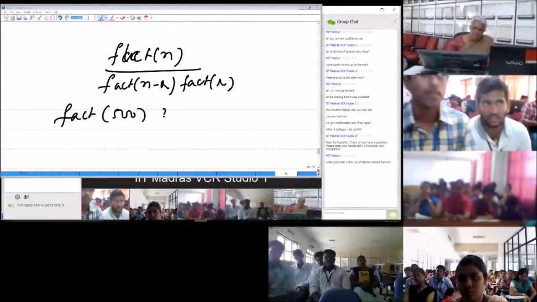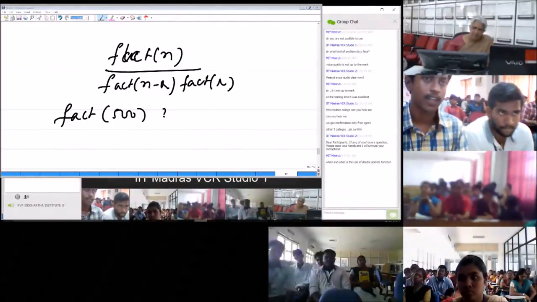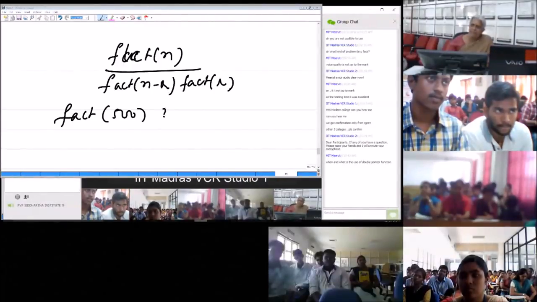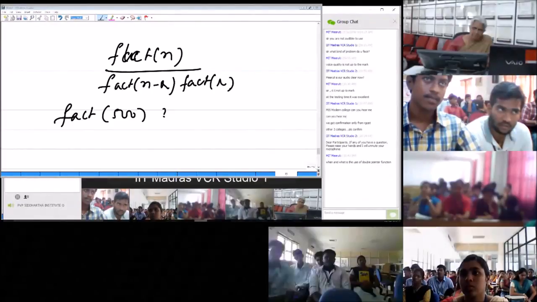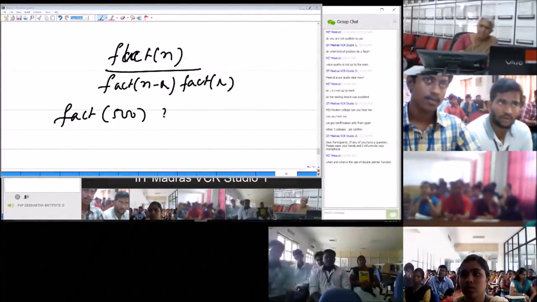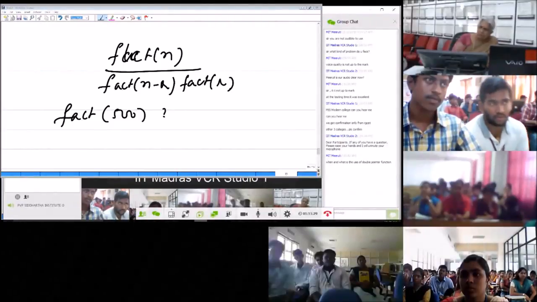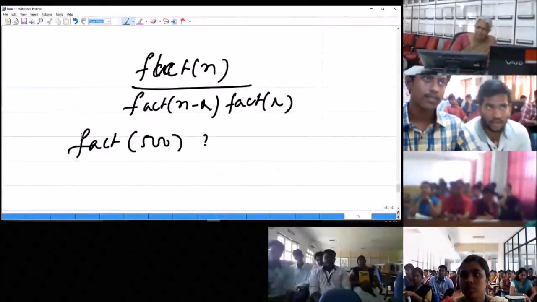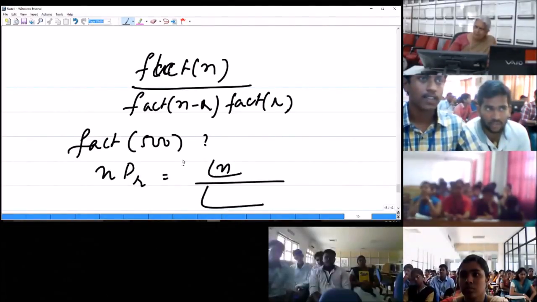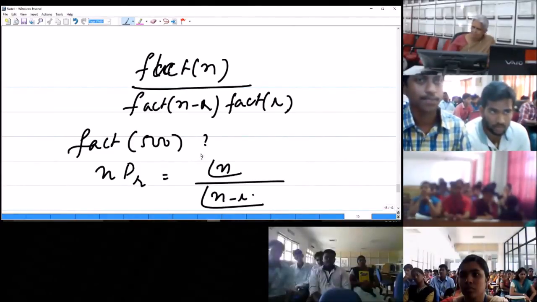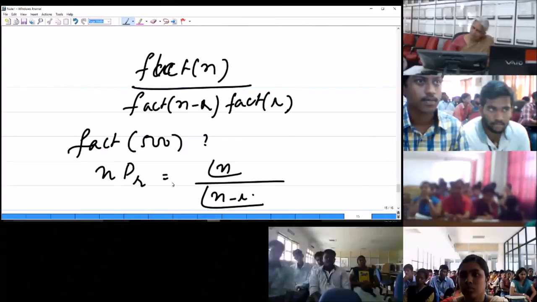Look at this. I have a factorial function which computes factorial of n. So what I am doing is simply computing fact of n divided by fact of n minus r into fact of r. What will happen? Similarly, if I am doing nPr, what is nPr? nPr is equal to factorial n by factorial n minus r. Now suppose I did this, what will happen? Have you tried running this on your computer?